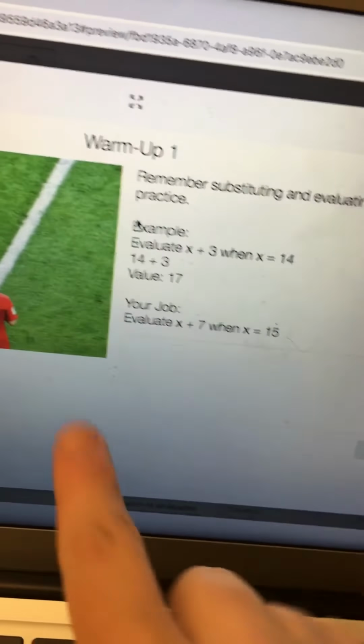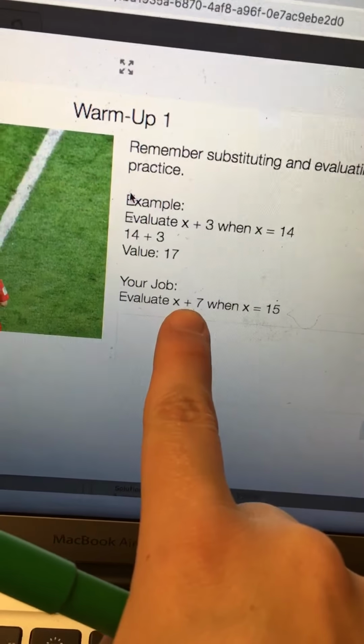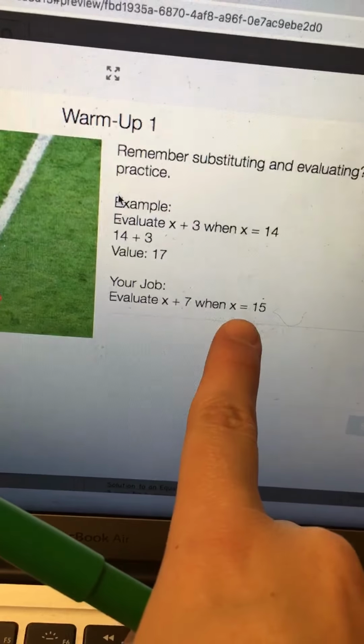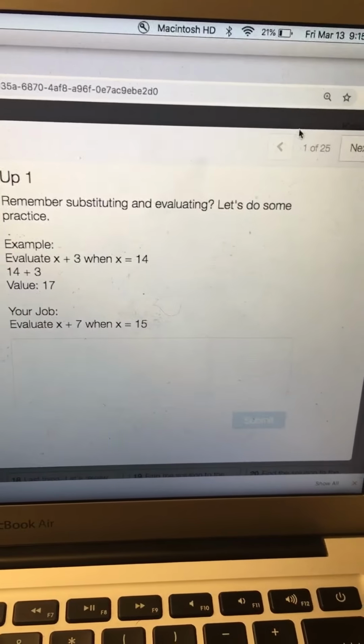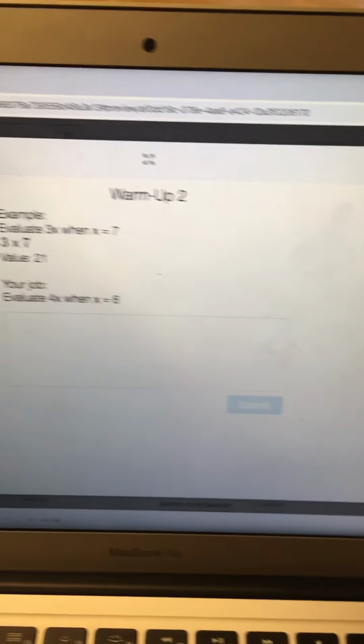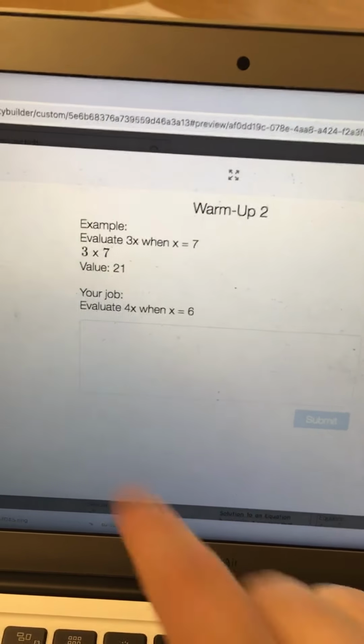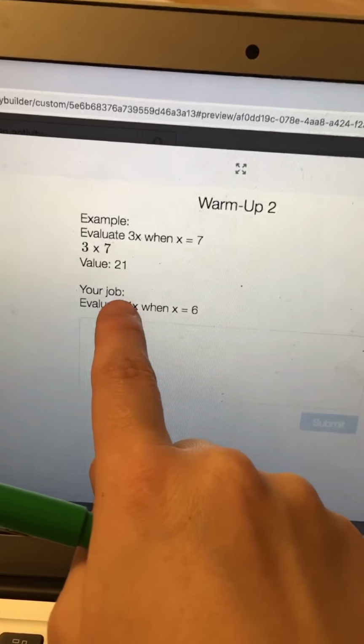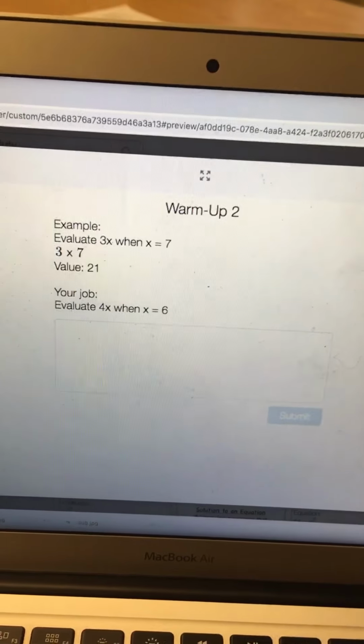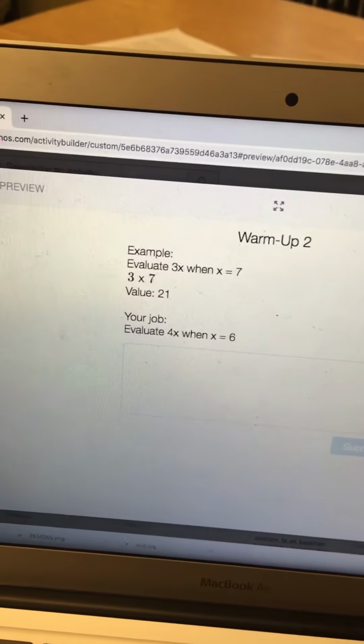You're going to do your own though, and your job is to evaluate x plus 7 when x equals 15. So think about what you're going to have to do. Then we have a few more of those. So you're going to evaluate 4x. You know that the 4 and the x are being multiplied, added, subtracted, divided. You tell me.